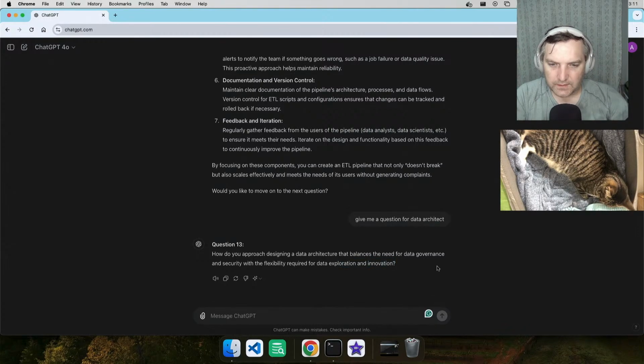How do you approach designing a data architecture that balances the need for data governance and security with the flexibility required for data exploration and innovation? How do you approach designing the data architecture that balances the need of data governance, security with flexibility required for data exploration and innovation? Okay.